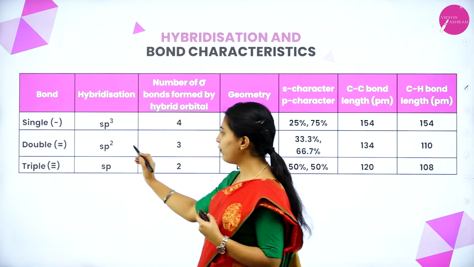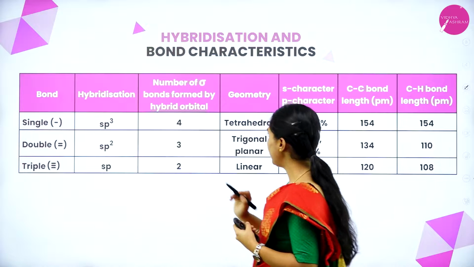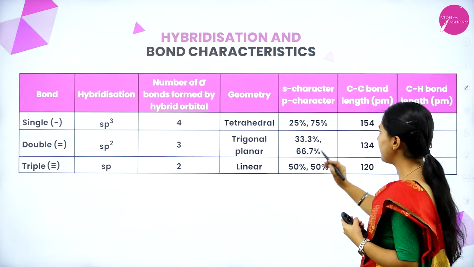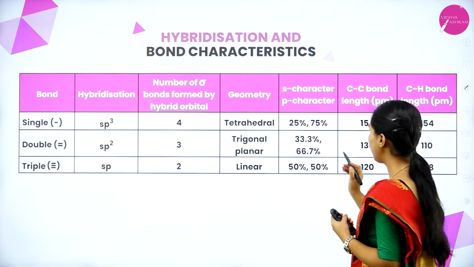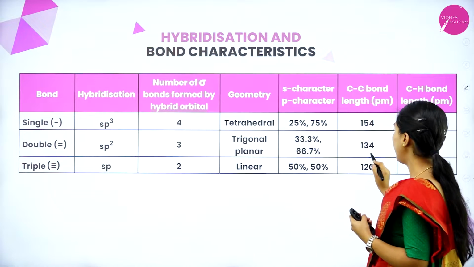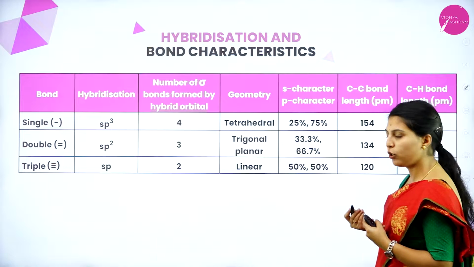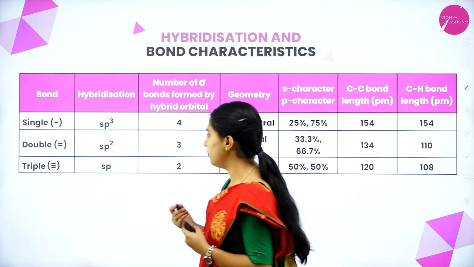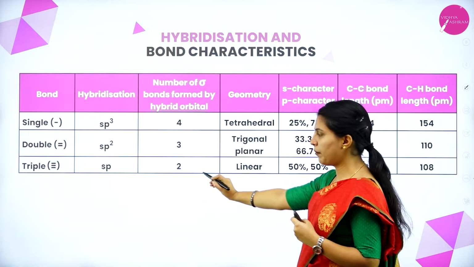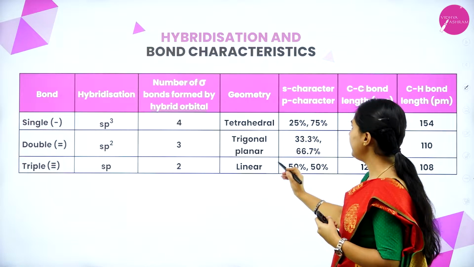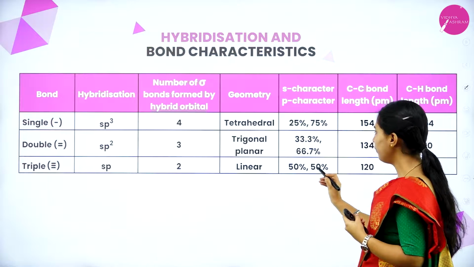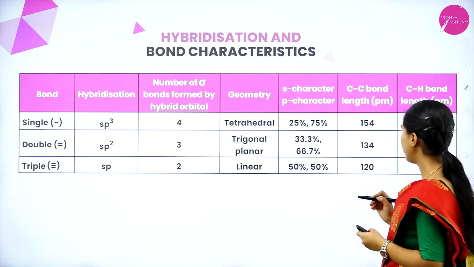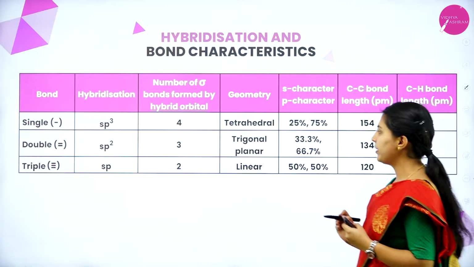In a double bond, it will form sp2, that is 3 bonds will form, trigonal planar, 33.3% s and 66.7% p respectively, with 134 C-C bond length in picometer and 110 C-H bond length in picometer. Triple bond is sp, the number of bonds is 2, linear, here 50% s, 120 carbon-carbon bond length and 108 carbon-hydrogen bond length.